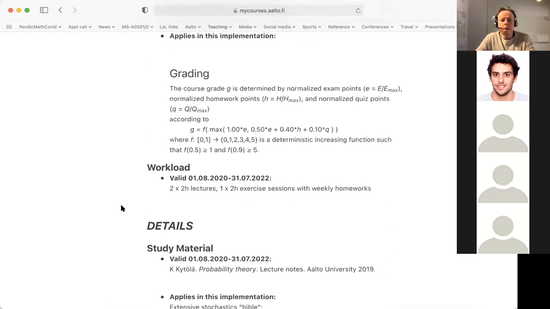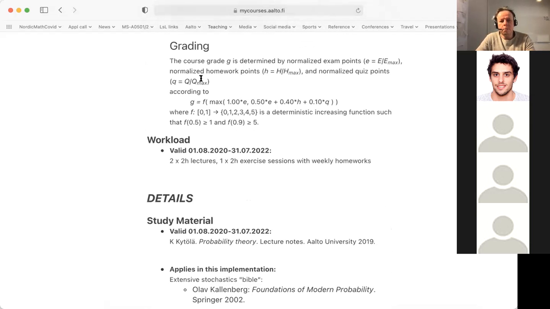Okay, the usual stuff. What about grading? So what is the grade? The course grade called G is defined by exam points, E, and then homework points, H, and then quiz points, Q. So there are three sources to get points.